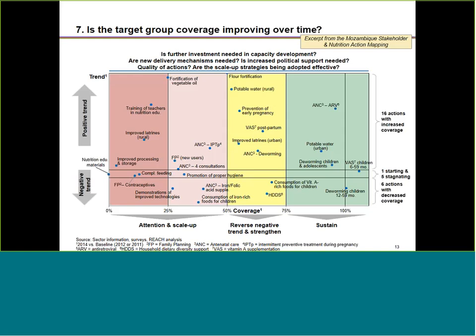Along the y-axis, the trend in coverage over time has been categorized as positive or negative based on whether the percent of target groups covered increased or decreased between 2011 and 2014. Along the x-axis, current coverage of these same actions is depicted. By plotting all of Mozambique's core nutrition actions along these axes, the matrix allows us to identify which actions need further attention and scale up, as you can see by the pink background, which actions need their negative trend to be reversed or their positive trend to be strengthened, as in the yellow background, and which actions need to be sustained, as you can see in the green background.